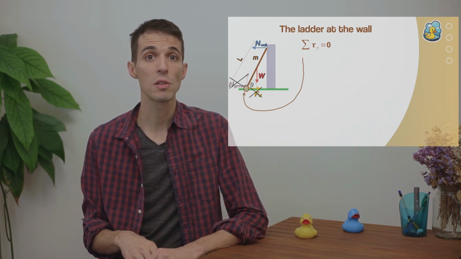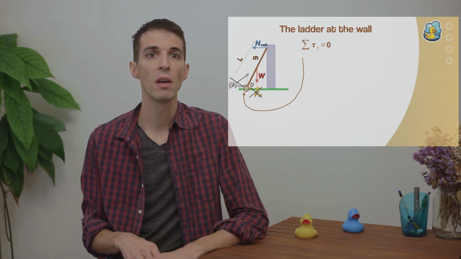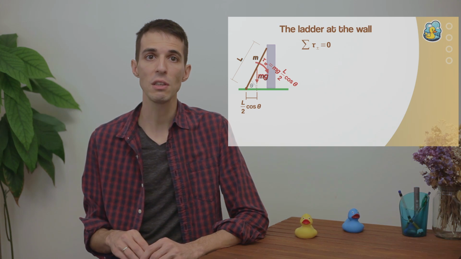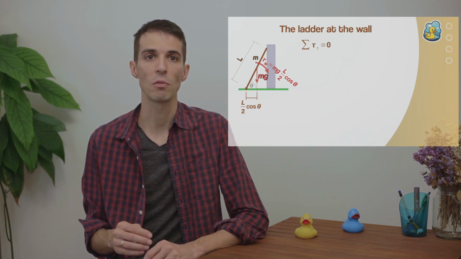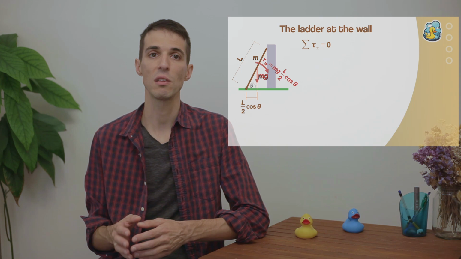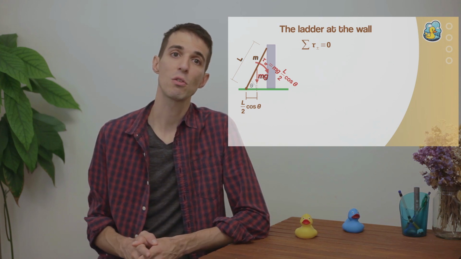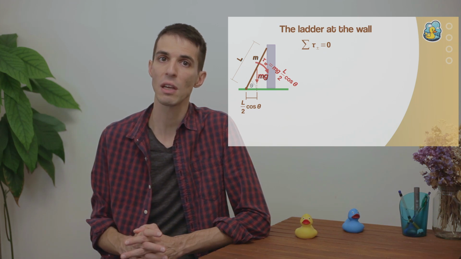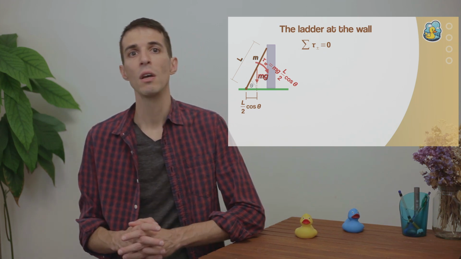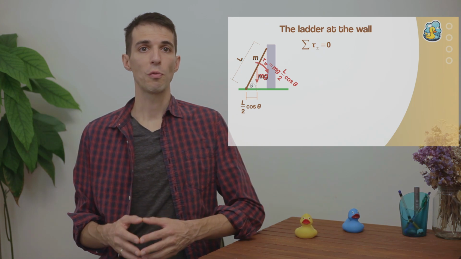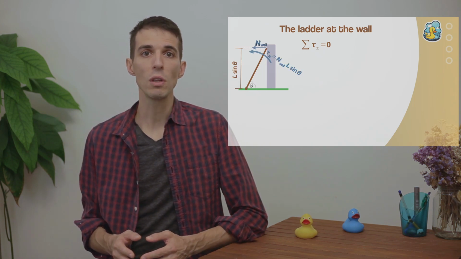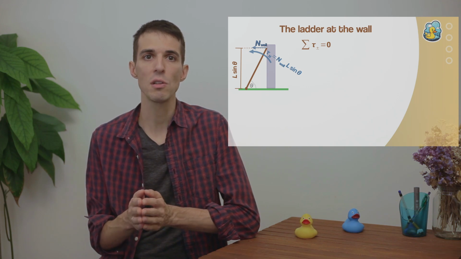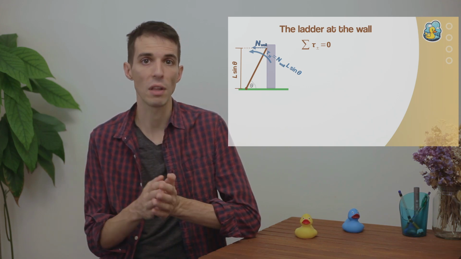Let's sum the torques around the base point. The torque due to the gravitational force is tau gravity equals m times g times L over 2 times cosine theta, where m is the mass of the ladder, g is gravitational acceleration, L is the ladder's length, and theta is the angle. The torque due to the normal force from the wall is tau wall equals N wall times L times sine theta, where N wall is the normal force exerted by the wall on the ladder.